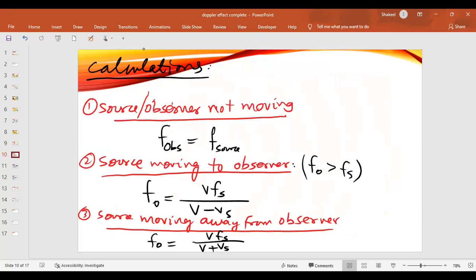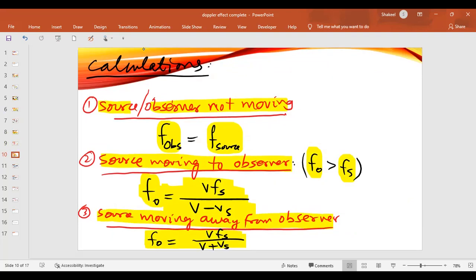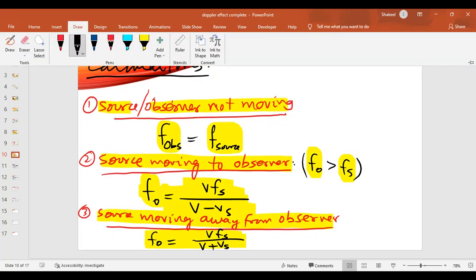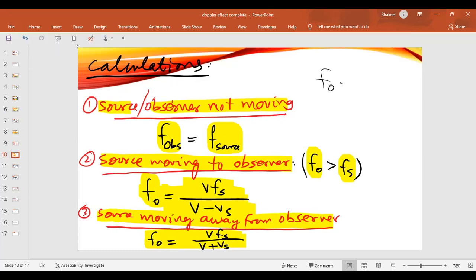So what are the calculations? If the source and observer are not moving, then the observed frequency is equal to the source frequency. If the source is moving towards the observer, then the observer will hear a frequency greater than the source frequency. So you will use this formula: F0 is Vfs over V minus Vs. And if the source is moving away from the observer, you will use the same equation, but with a positive sign. And remember, what are these things? Fo is the observed frequency, Fs is the frequency as produced by the source, V is the wave speed, and Vs is the source speed.